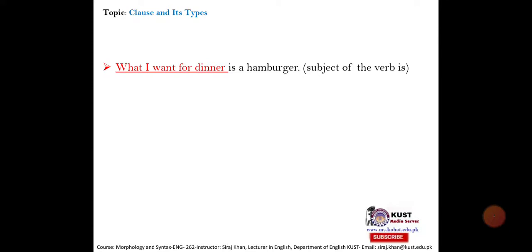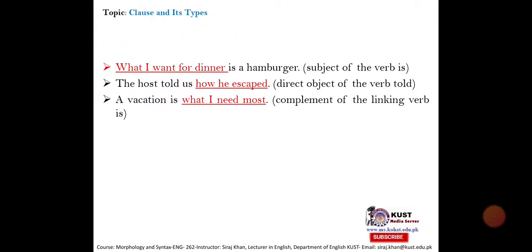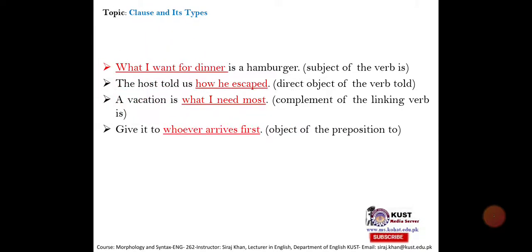What I want for dinner is a hamburger. What I want for dinner is the subject of the verb is. The host told us how he escaped. How he escaped is the direct object of the verb told. A vacation is what I need most. What I need most is the complement of the linking verb is. Give it to whoever arrives first. Whoever arrives first is the object of the preposition to.